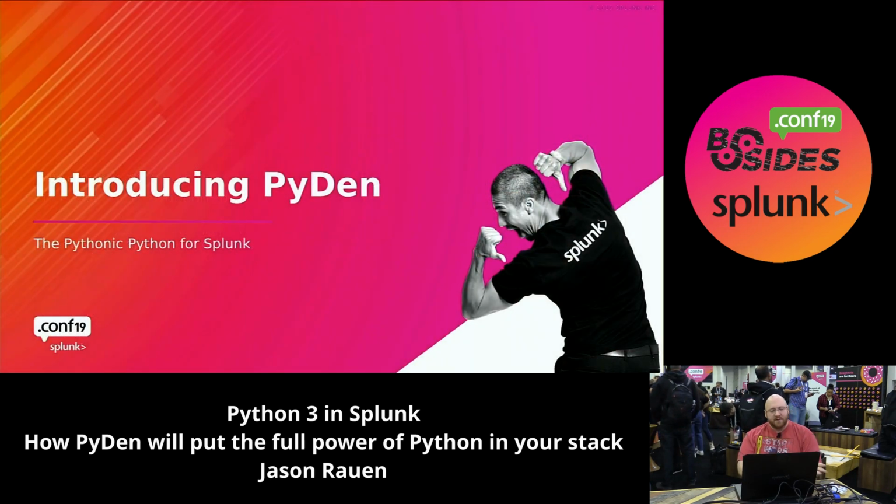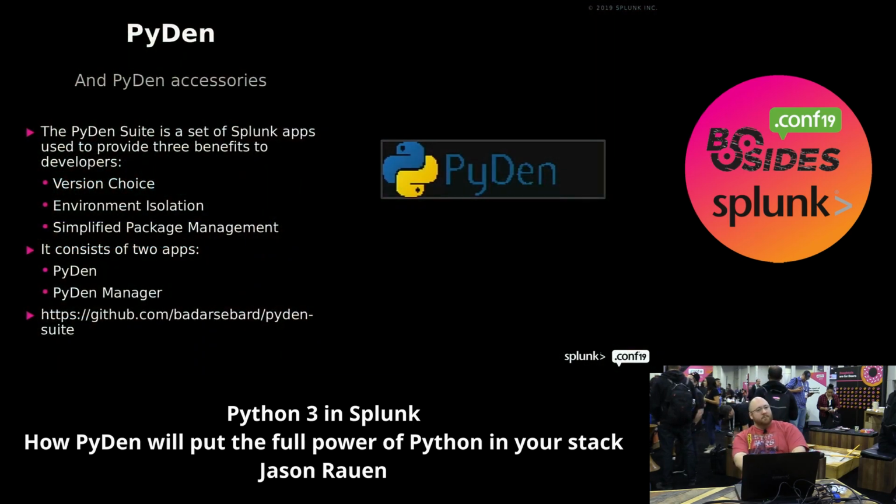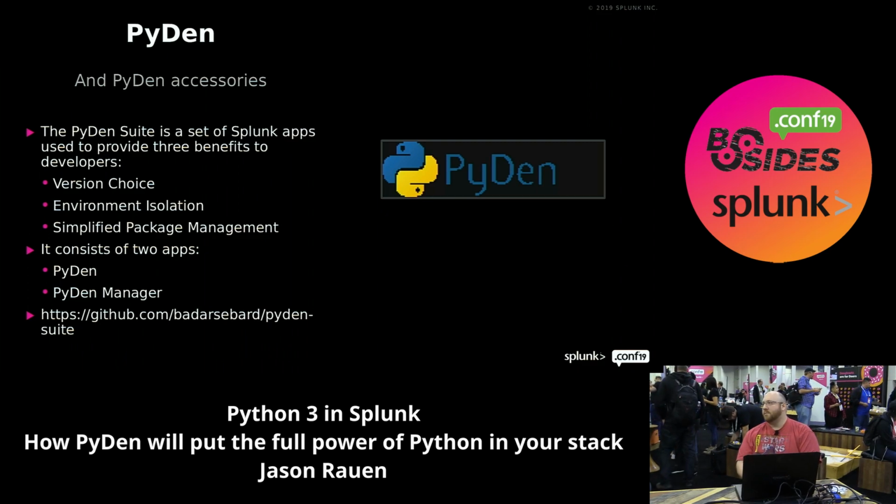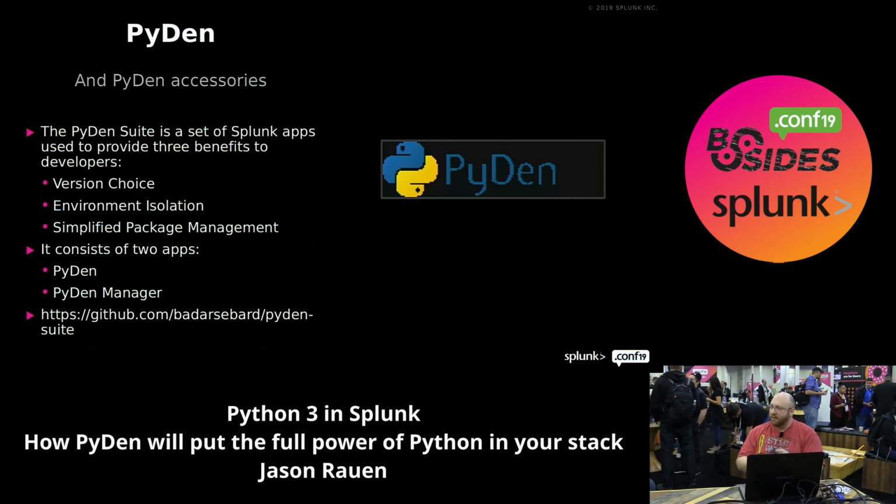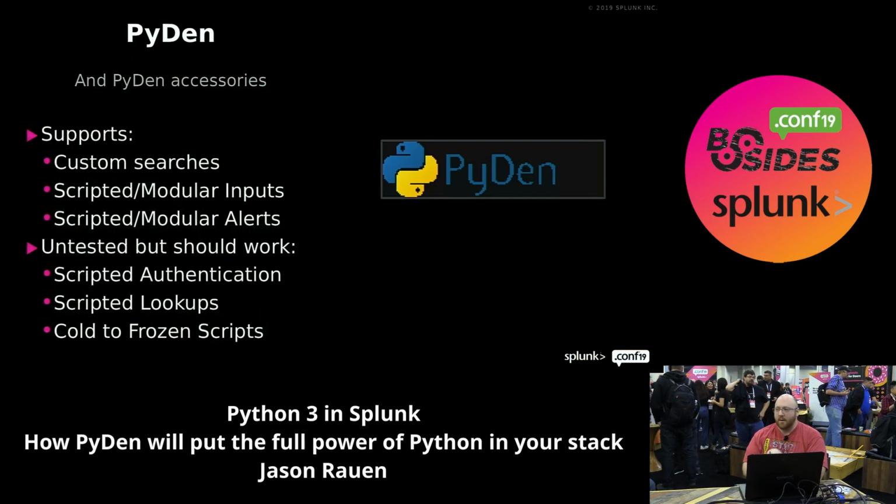All right, so how do we solve this problem? By doing things a little more Pythonic, I created this app called PyDen. It's actually a suite of two apps. There's a manager and the actual deployment app. And basically the idea is to give a choice of Python version, provide environment isolation, and give you a simplified package management tool. It is open source. It's posted up on GitHub. It's also currently certified on Splunkbase, but not for cloud.